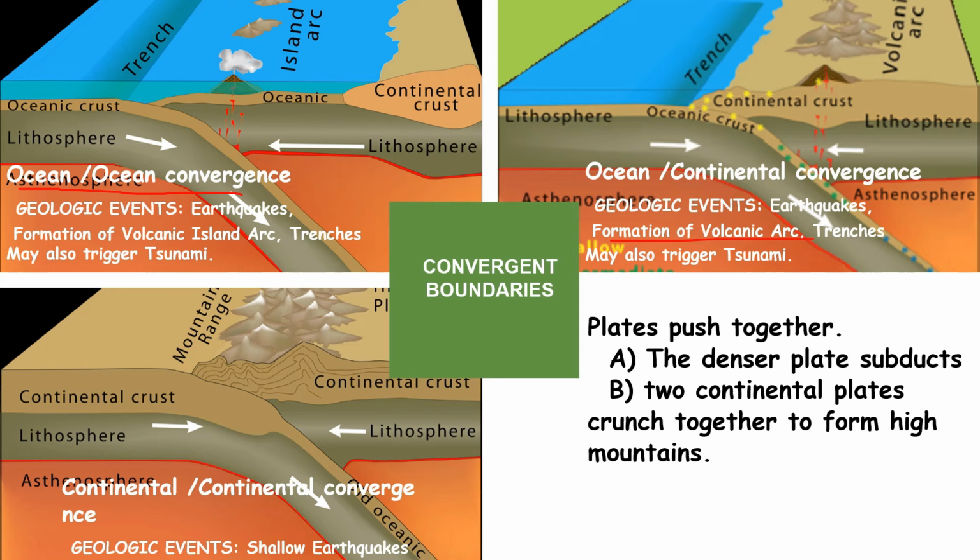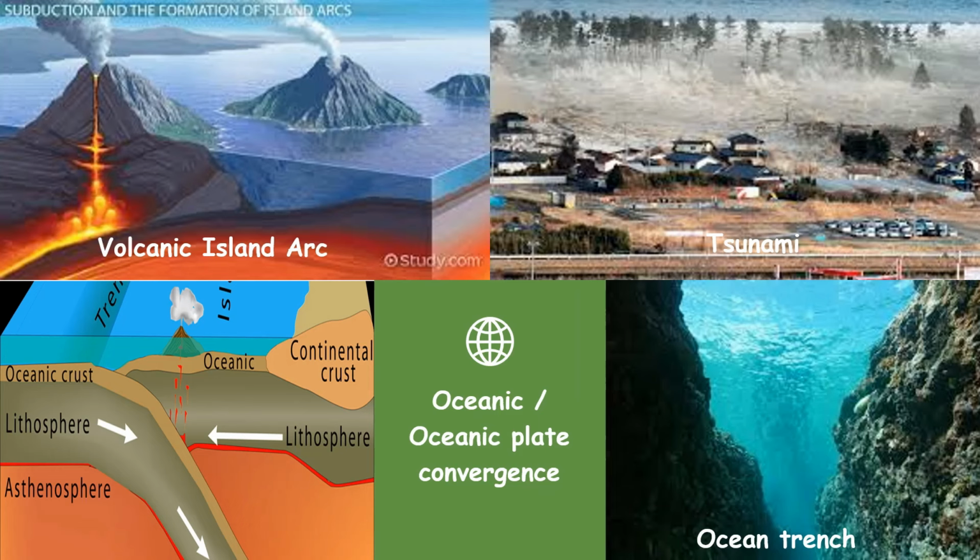Now let us take a closer look. Titingnan natin ano ba yung mga geologic events na pwedeng mangyari with this type of events. Now, oceanic to oceanic plate convergence, so it could form volcanic island arcs. Andyan din pwedeng mangyari yung tsunami at saka yung tinatawag na ocean trench or yung mga malalalim na parte ng dagat. It is because merong part dyan na pumapailalim, usually yung pinaka-denser na crust.